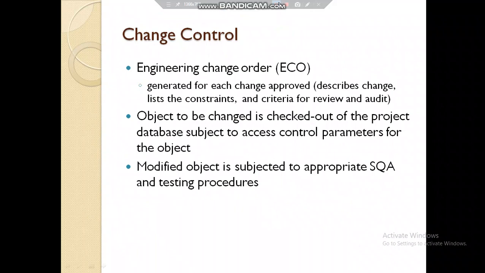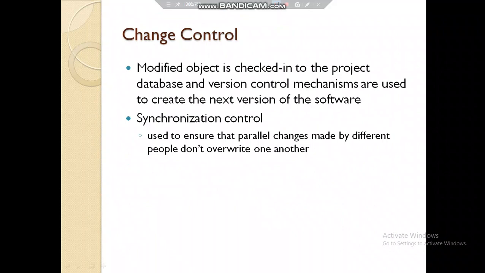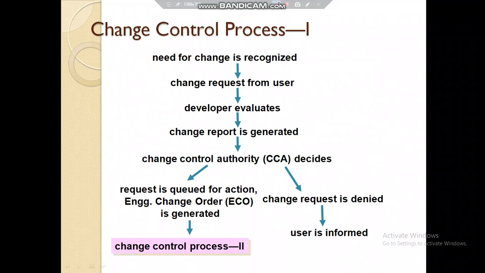Engineering change order, generated for each change approved. The modified object is subjected to appropriate SQA and testing procedures. Synchronization control is used to ensure that parallel changes made by different people don't overwrite one another. Change control process: it has been mentioned as a stepwise flowchart.